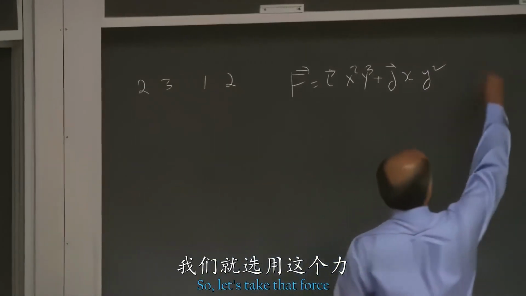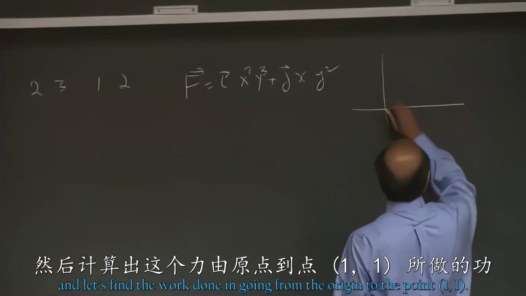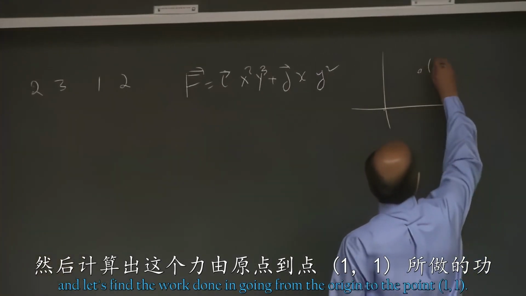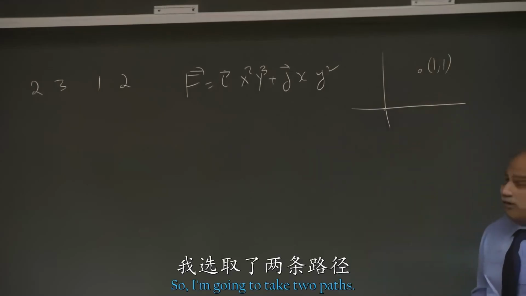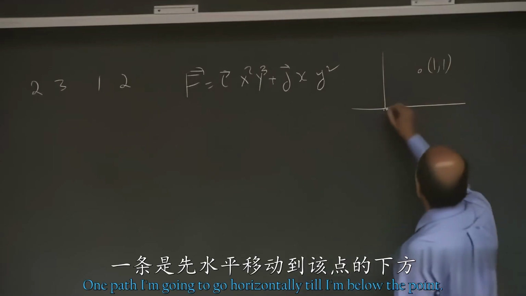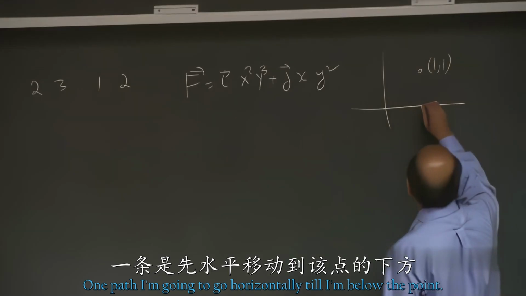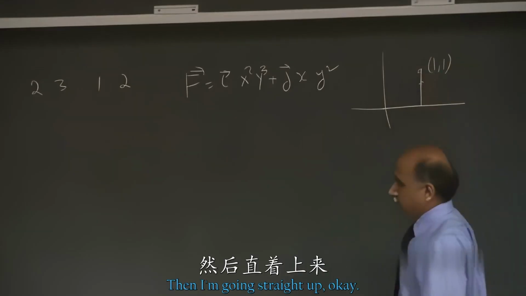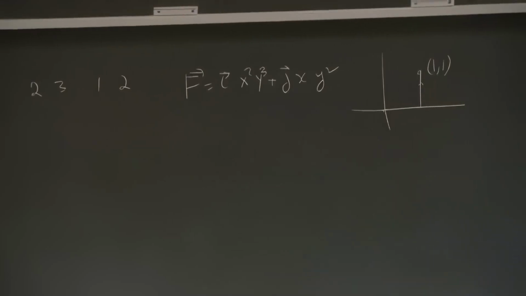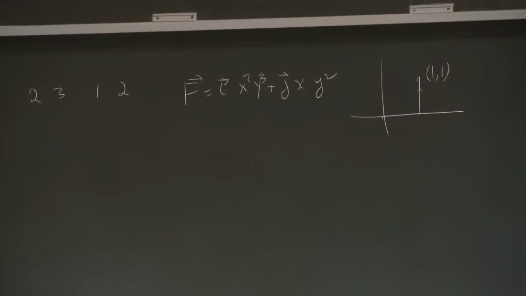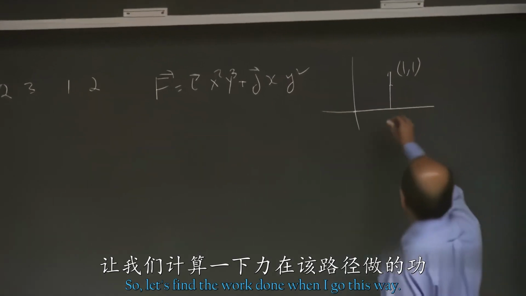So let's take that force, and let's find the work done in going from the origin to the point 1, 1. So I'm going to take two paths. One path, I'm going to go horizontally till I'm below the point, then I'm going straight up. Okay? So let's find the work done when I go this way.